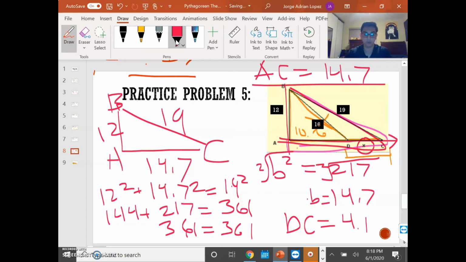So, like we said, Pythagorean theorem allows us to find all sides of a right triangle, and it only works on right triangles, and the only pieces of information you need are the hypotenuse and the legs. Okay? Alright guys, I think we've done enough Pythagorean theorem concept and practice for one day.